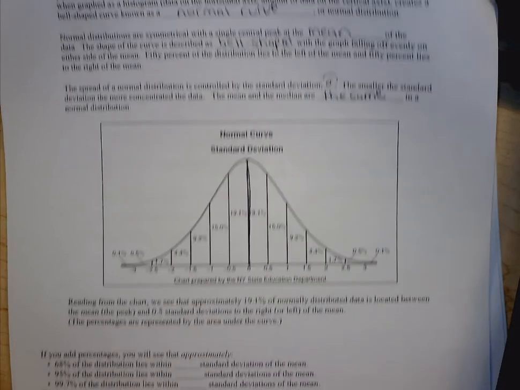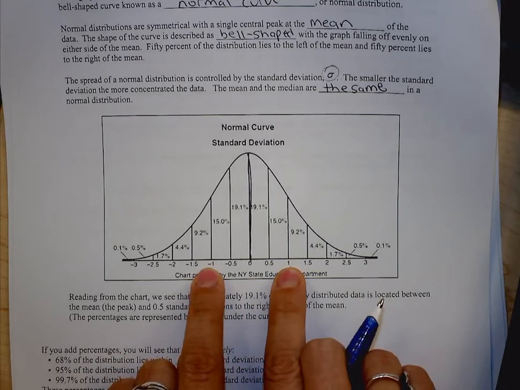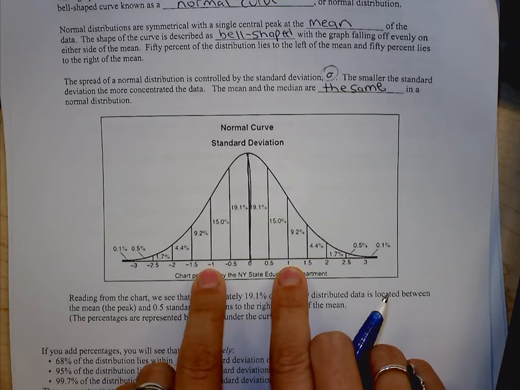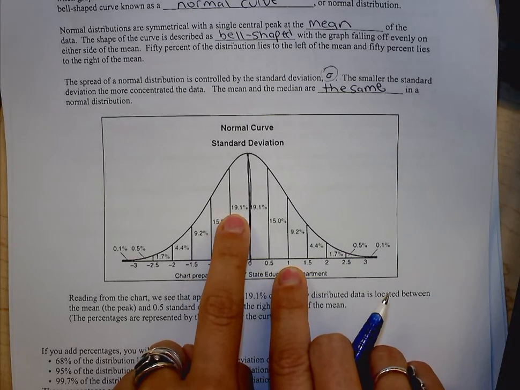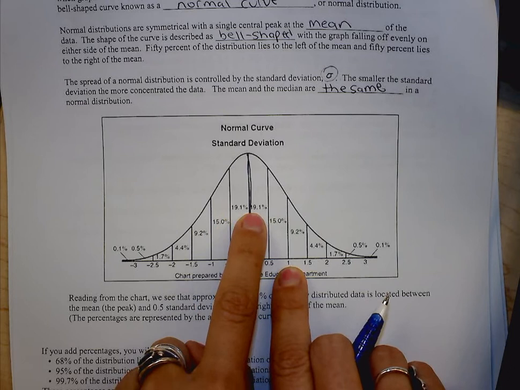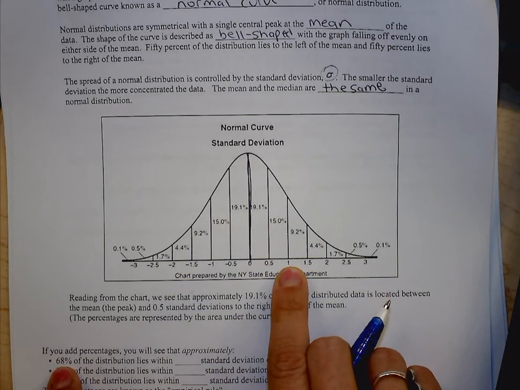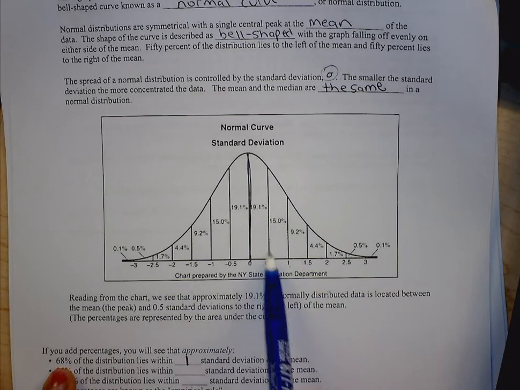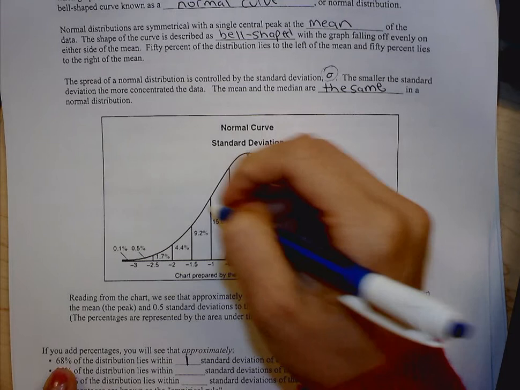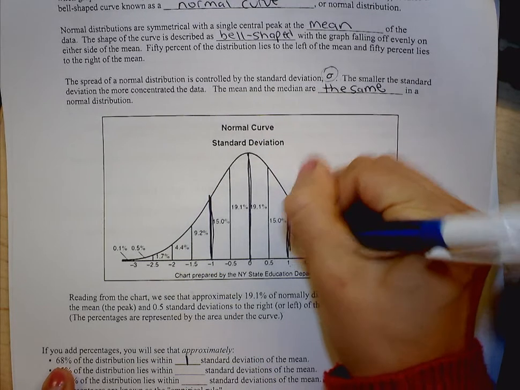So we can tell from -1 to 1, so that's 1 standard deviation, I'm going to have 15 plus 19.1 plus 19.1 plus 15 gives me a total of 68% probability that my number will fall within one standard deviation of the mean.